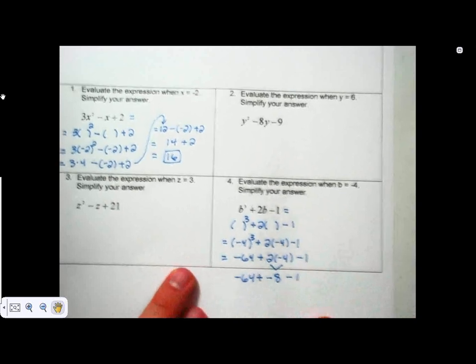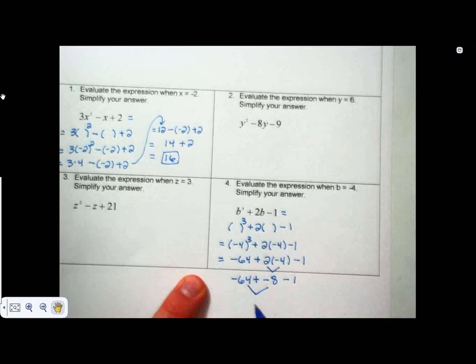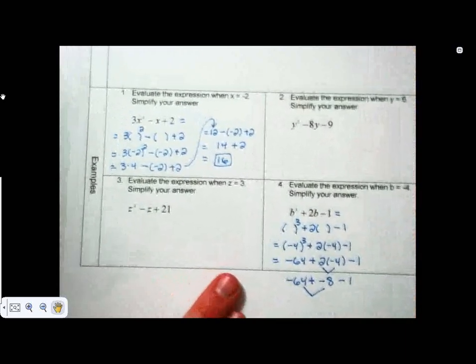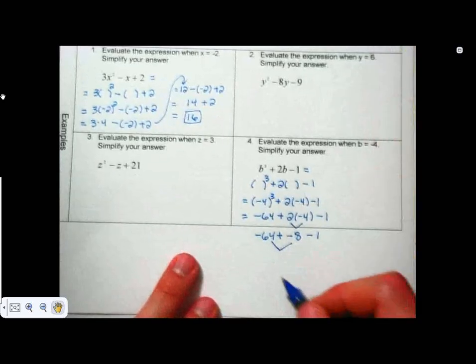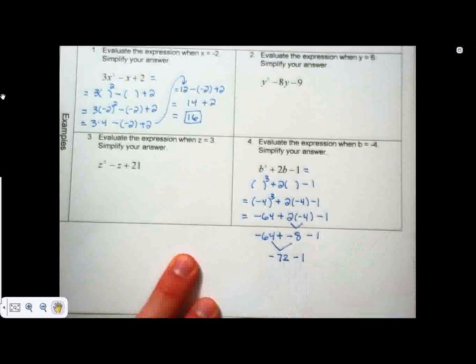And now I do addition subtraction from left to right. So negative 64 plus negative 8 is negative 72. Minus 1 is going to be negative 73.